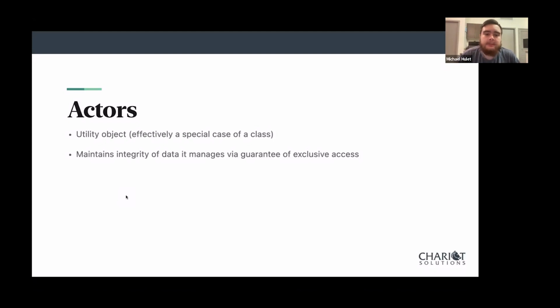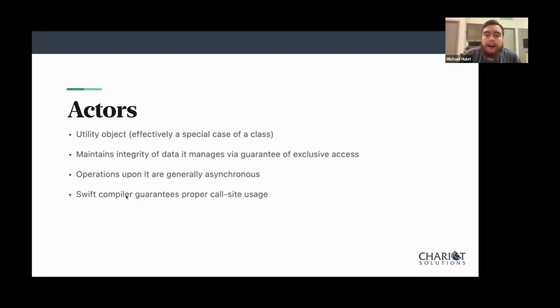Actors make that impossible. Operations upon it are generally asynchronous as a result, because you have to account for the fact that it could be in use right now or blocked. But with Swift actors, the compiler guarantees proper call site usage. And so you can eliminate lots of data races by using actors rather than classes if you ever have to pass them across threading boundaries.